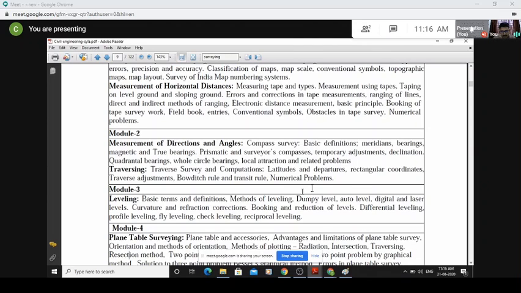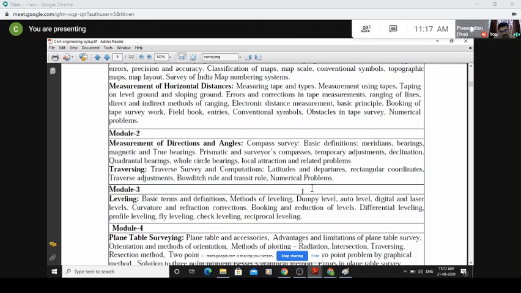Then you are going to learn about traverse surveying, where you are going to learn about a series of lines, how they are being surveyed, like how the length is measured and how the angle is measured for the connected lines, series of connected lines. Then you are going to learn about the new terms called latitude and departure. Then you know how to transfer the data from the field to paper.